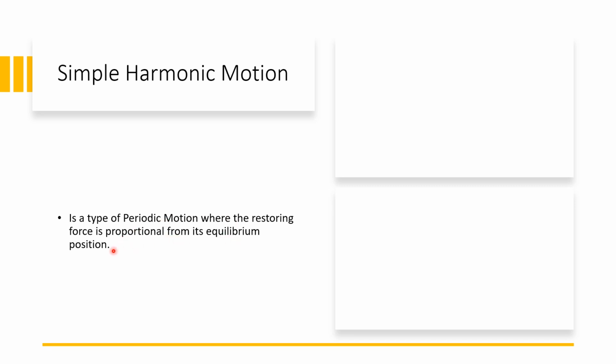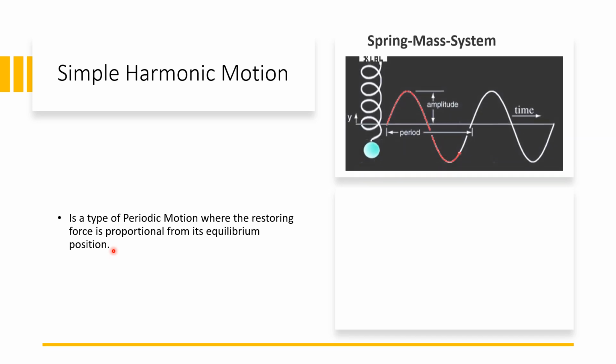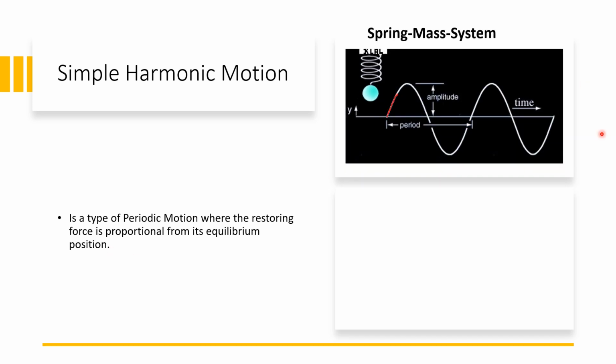To understand simple harmonic motion, let us have a sample, and that is the spring mass system. This is one of the best examples of simple harmonic motion. Let's say we have here a spring, and then we have here an object that has a mass. Because of the mass of the object, the spring will vibrate. The vibration of the spring will form a wave. So as you can see, this is to show the vibration of this spring mass system, and that vibration will be an example of simple harmonic motion.